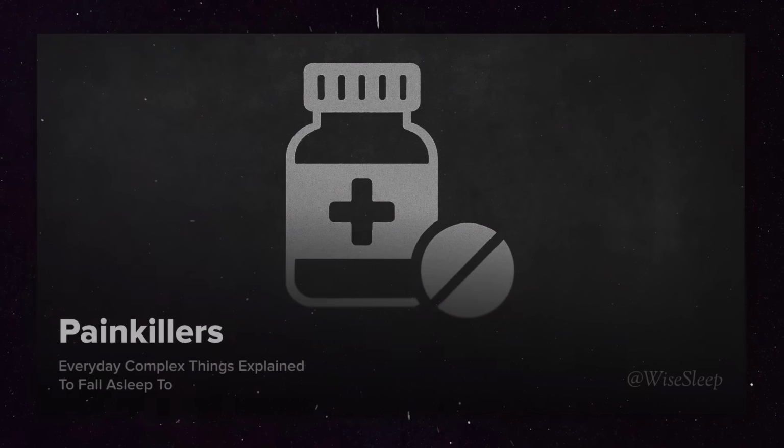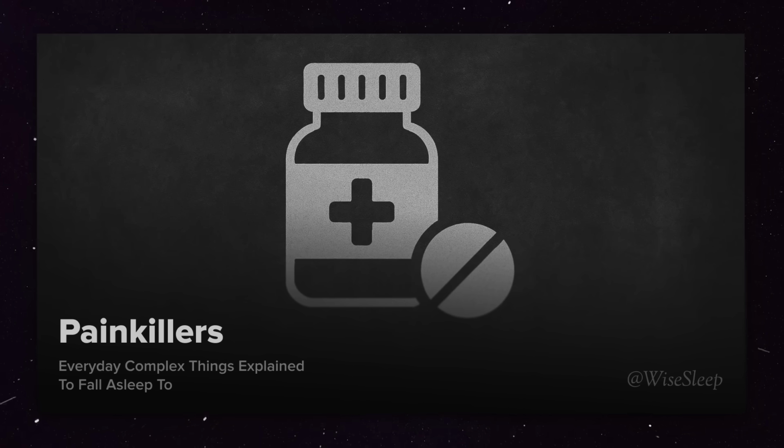Painkillers. When you have a headache or a sore back, you might reach for a painkiller to feel better. Painkillers, also called analgesics, are medicines that reduce or block pain. They're one of the most common treatments used in daily life, whether it's for a mild headache, muscle cramps, or recovery after surgery. Pain is a signal from the nervous system that something might be wrong. Painkillers work by interfering with how those signals are sent or received.